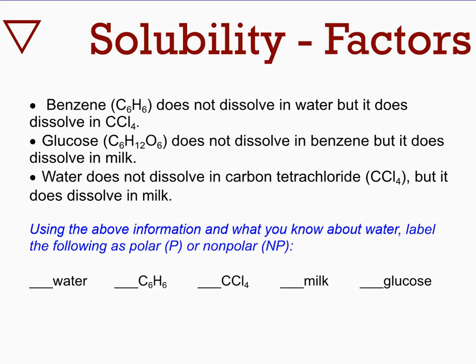We already know about water, don't we? We know that water is a polar molecule, so let's go ahead and put a P there, and we can use that as our Rosetta Stone. Water does dissolve in milk, so milk must be polar. Water does not dissolve in carbon tetrachloride, so that's got to be nonpolar. Benzene does not dissolve in water, but does dissolve in CCl4, so that's got to be nonpolar. Glucose does not dissolve in benzene, but it does dissolve in water, polar. So this is just a quick little question analysis set to determine polarity, just by examining a substance's ability to dissolve gives us an idea of its properties.